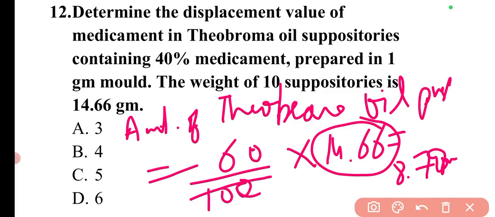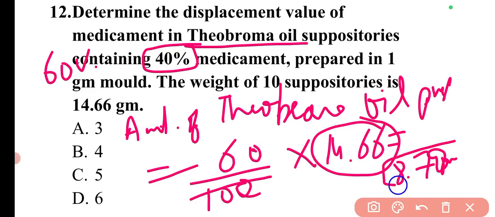So what is the amount of total theobroma oil present? Because we have 40% medicament, the remaining is 60%. So 60% is theobroma oil only. That way we have calculated that 8.79 grams will be the amount of theobroma oil present in this.